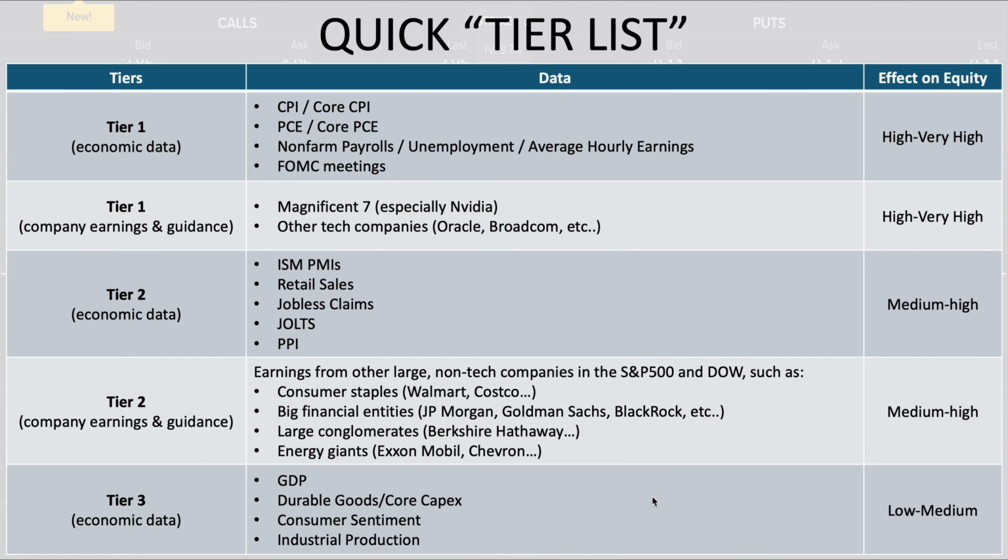And then in tier three, other economic data, GDP, durable goods, consumer sentiment and industrial production. Probably the only one that may move the market a bit is the GDP, the advanced reading. The other ones normally do not move the market, and so that's why they are in tier three.